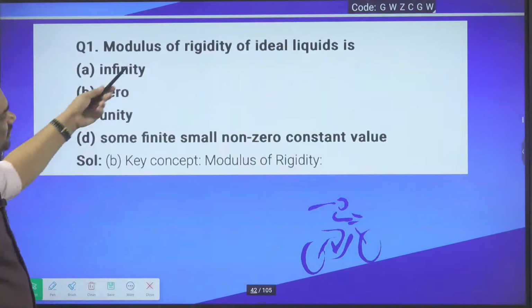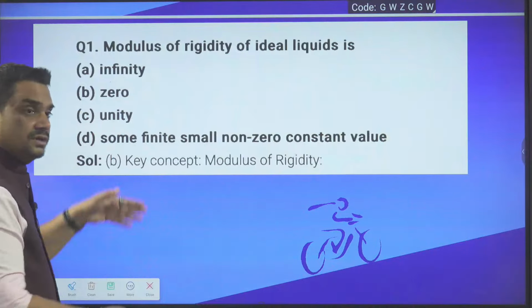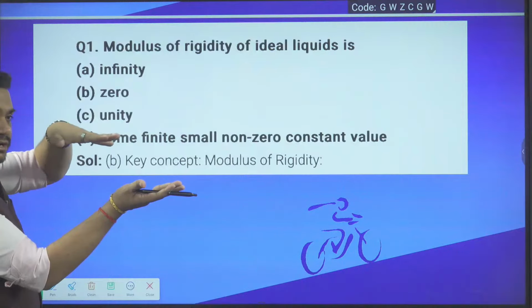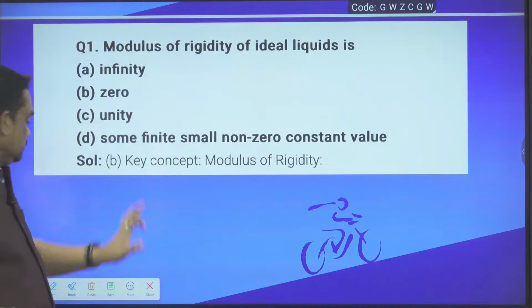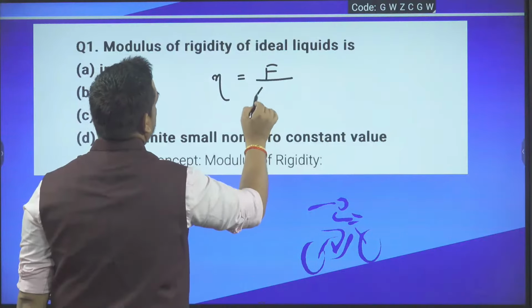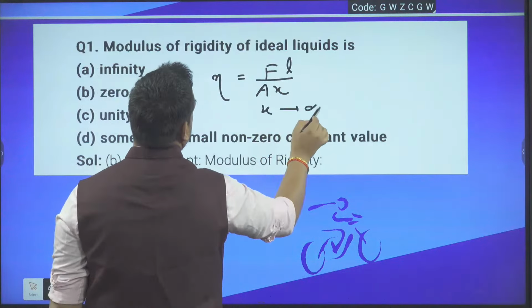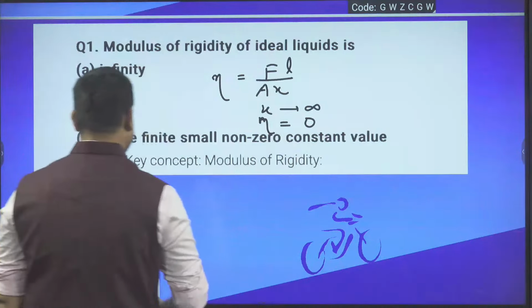Modulus of rigidity of ideal liquid. Everyone knows modulus of rigidity of ideal liquid is what? 0. Okay? Because in an ideal liquid there is no opposition, so when you apply force, they will keep on moving. So basically here we can say eta equal to F divided by A, x by L. This x can be infinity, very, very large. So eta becomes basically 0 for the ideal liquid.